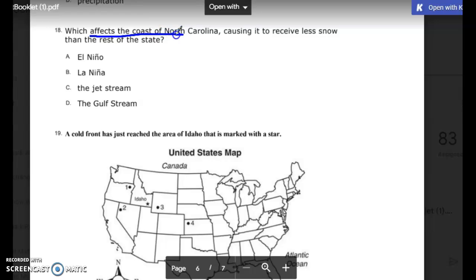What affects the coast of North Carolina, causing it to receive less snow than the rest of the state? Nolan. Why is it the Gulf Stream? It's warm water that goes across the coast. The jet stream is a river of wind. El Nino and La Nina have different effects. It is not causing it to receive less snow.